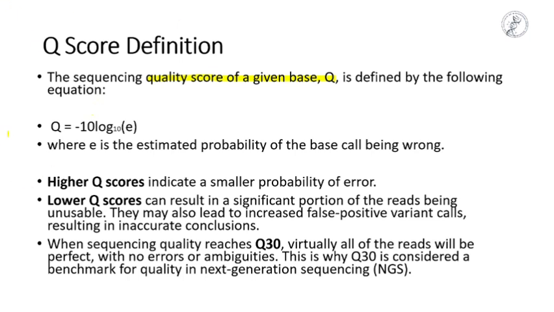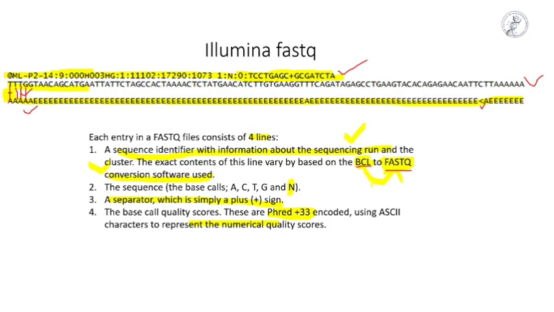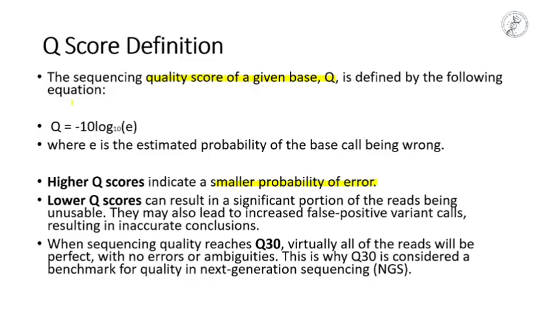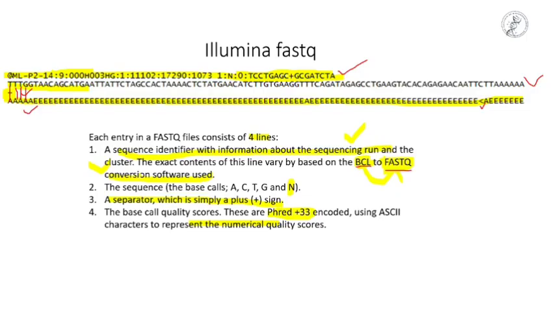This is calculated by an equation: Q is equal to minus log 10 E, where E is the estimated probability of the base call being wrong. So a higher quality score indicates a smaller probability of error. If the quality score is high, it indicates that there is no error in the nucleotide at this position.